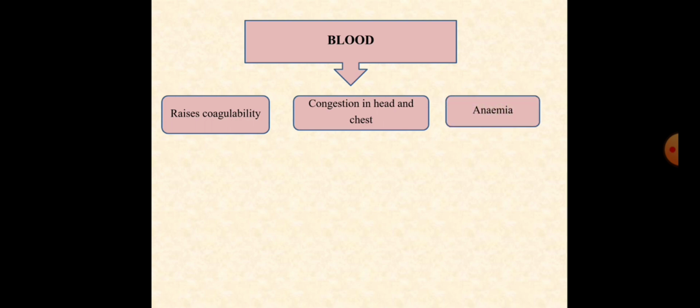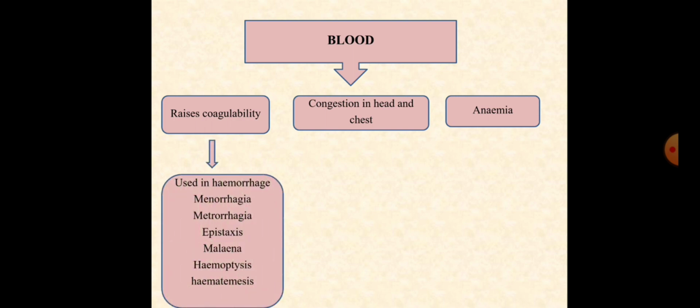It raises the coagulability. It causes congestion in the head and the chest, and it also leads to anemia. So based on this, what all symptoms can a person have? Raising the coagulability means you can use it in hemorrhagic cases where there is excessive bleeding like menorrhagia, metrorrhagia, epistaxis, melena, hemoptysis, hematemesis. So wherever there is bleeding, you can think of this drug because it helps in coagulation.